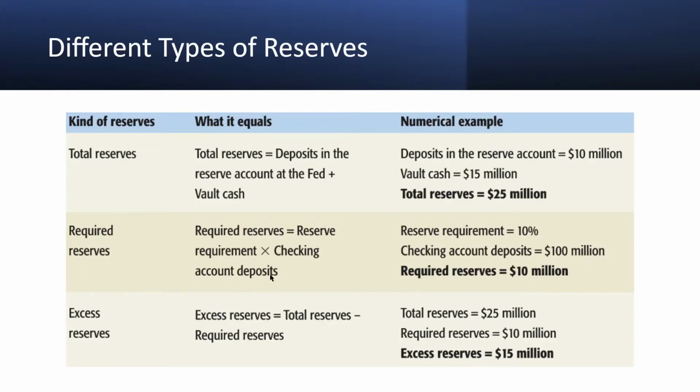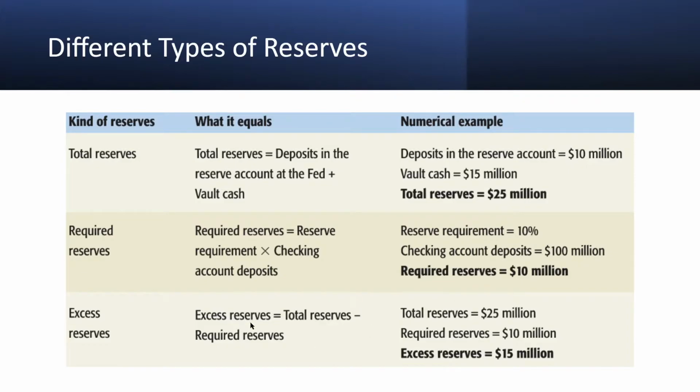The required reserve is the reserve requirement, which is set by the Federal Reserve, multiplied by the checking account deposits. So if the Federal Reserve has set a reserve requirement of 10% and you have $100 million in checking account deposits, that means that you have to have $10 million as a reserve requirement. So 100 million multiplied by 10%, 0.1, is $10 million.